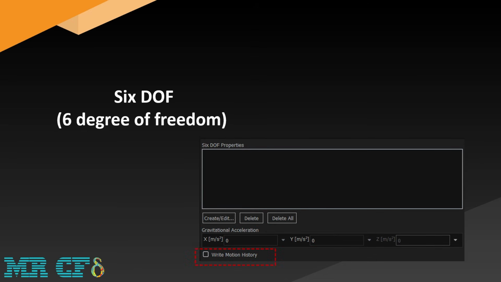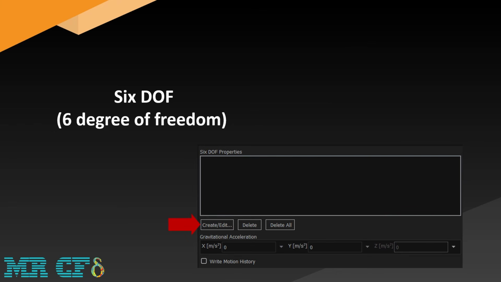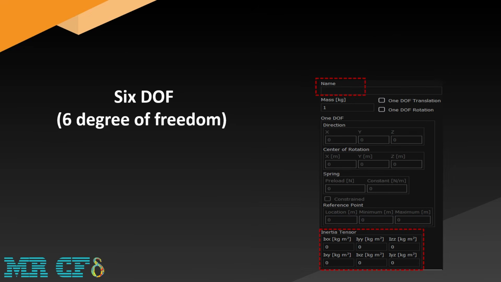Actually, there is another checkbox down here which is called Write Motion History. By using this option, the movement of the object can be saved step by step in the form of a series of history files. Now let's talk about how to create motion based on the 6 degrees of freedom solver to apply it to a rigid body. First of all, the software asks for a name for the desired movement, but for the 6 degrees of freedom movement, mass and inertia tensor components must be defined. Note that the components of the inertia tensor are defined in relation to the center of gravity and rigid body orientation, which are defined in the settings of the dynamic mesh zone section.